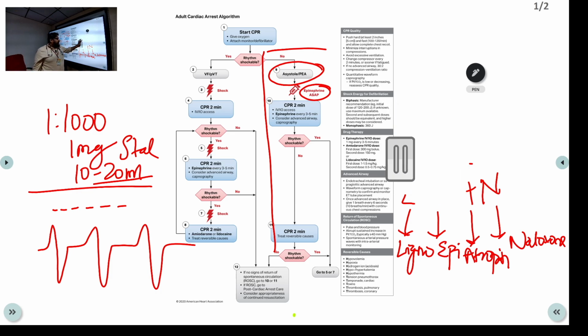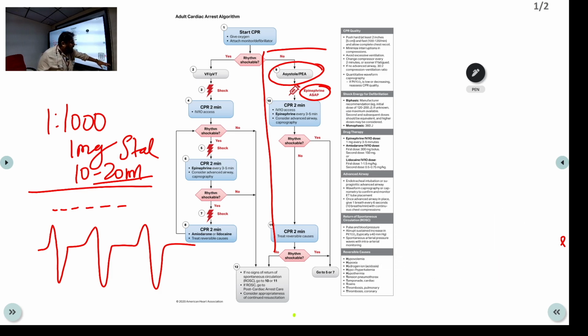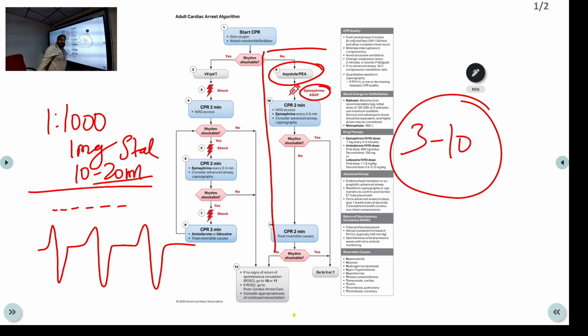Now, what is the dose that is required? When you give a normal dose, you can give 1 mg. But when you are giving it via the endotracheal tube, you have to give 3 to 10 times more. That means if you want to give 1 mg, you need to give 3 mg. So thrice the normal dose is the minimum you need to give.